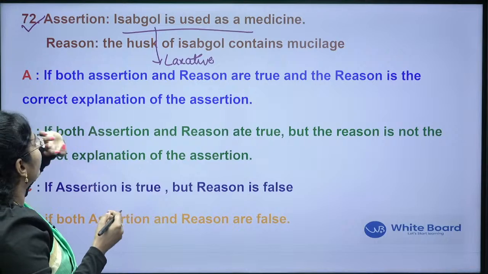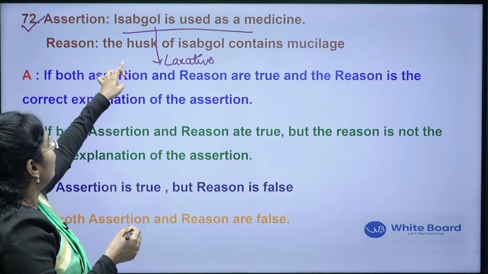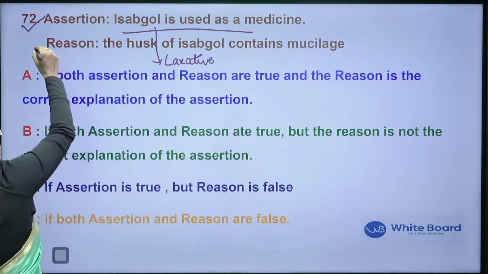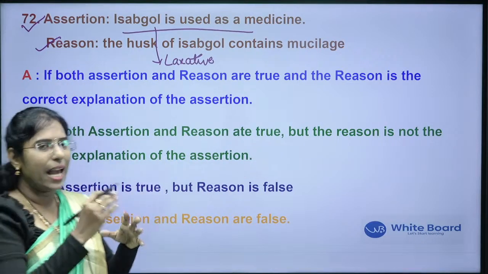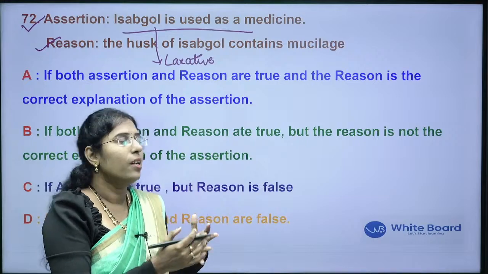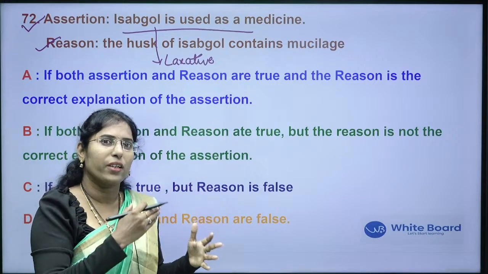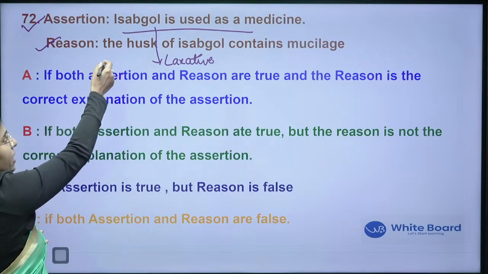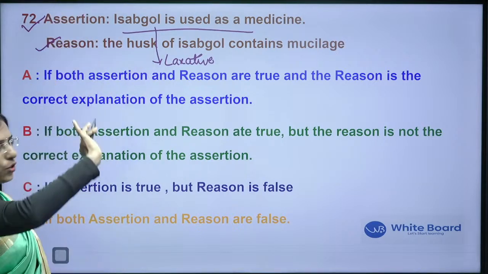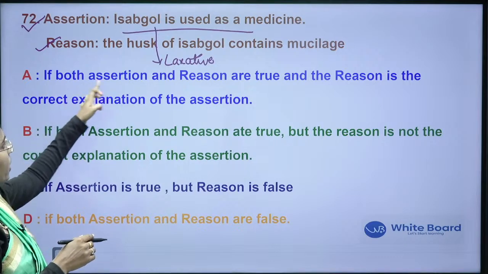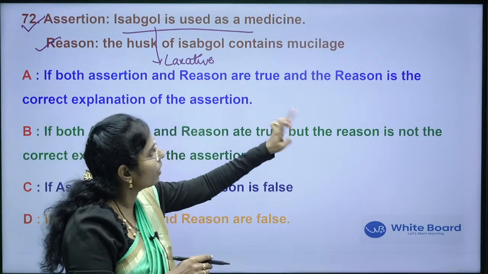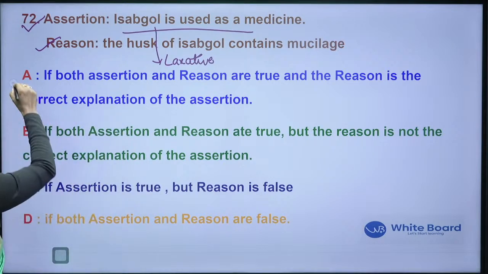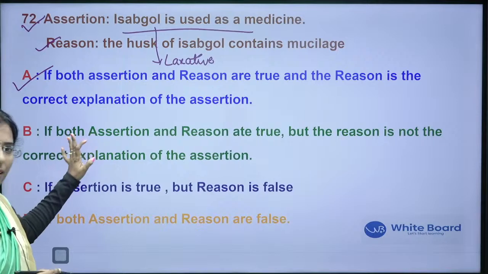Okay, so what is the reason they have given here? The husk of TA contains mucilage. Yes, that is also true. Since it contains mucilage, it acts as a laxative, which means it helps in evacuating the bowel. So, both are correct, and it is the correct reason for the assertion. So, what is the correct option? If both assertion and reason are true, and the reason is the correct explanation of the assertion, yes, this is true. So, option A is the correct answer.